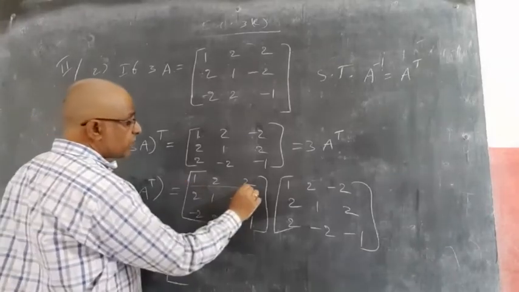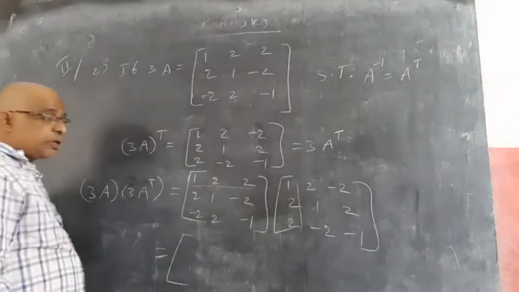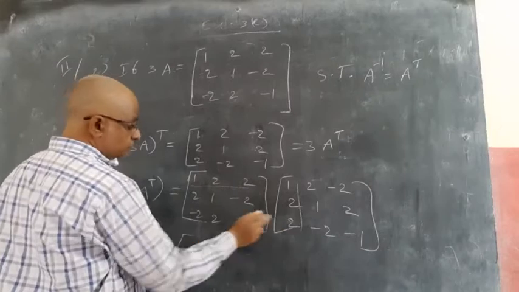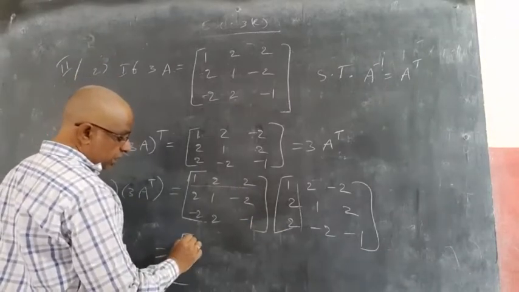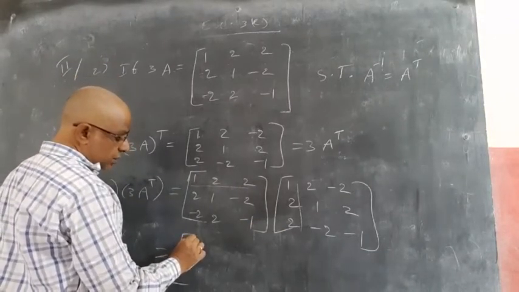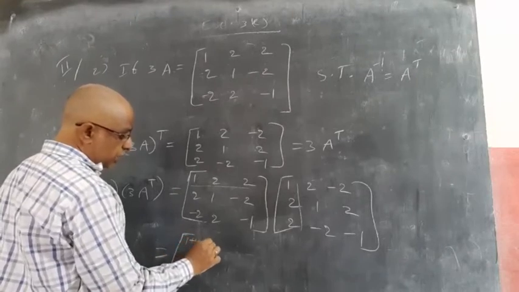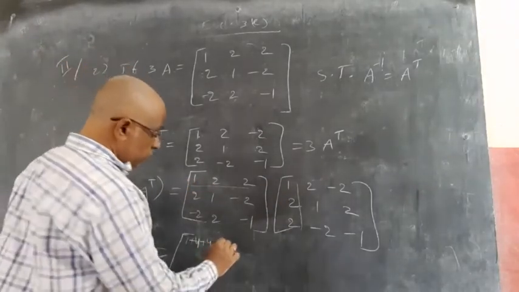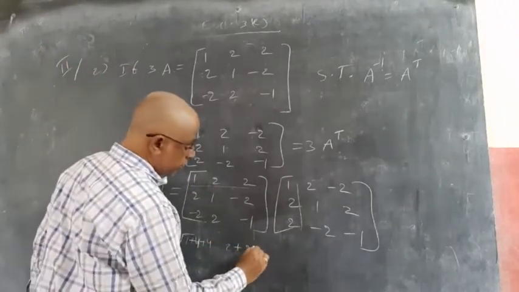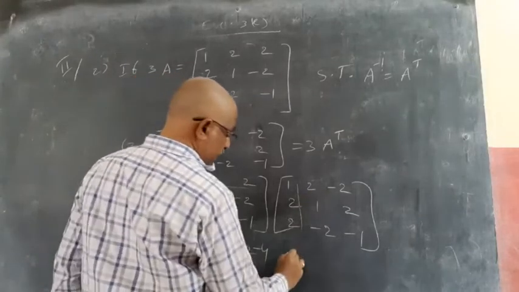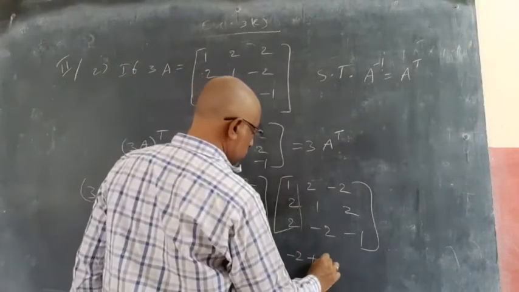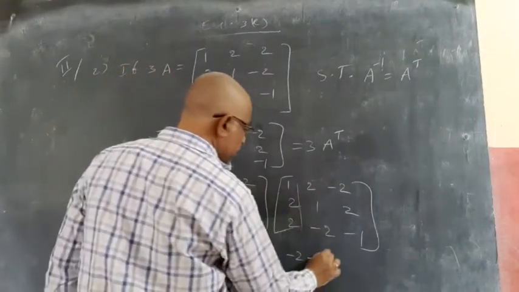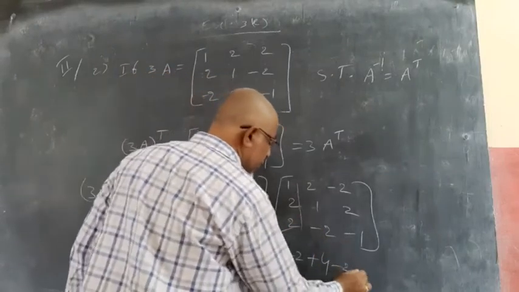First row with first column. Multiply the corresponding elements and add them together: 1 plus 4 plus 4, 8 plus 1, 9. I can write 1 plus 4 plus 4 so you can understand easily. This is 9. Next, 1 into 2, 2, plus 2 into 1, 2, minus 4. Next, 1 into minus 2, minus 2, plus 2 into 2, plus 4, then 2 into minus 1, minus 2.